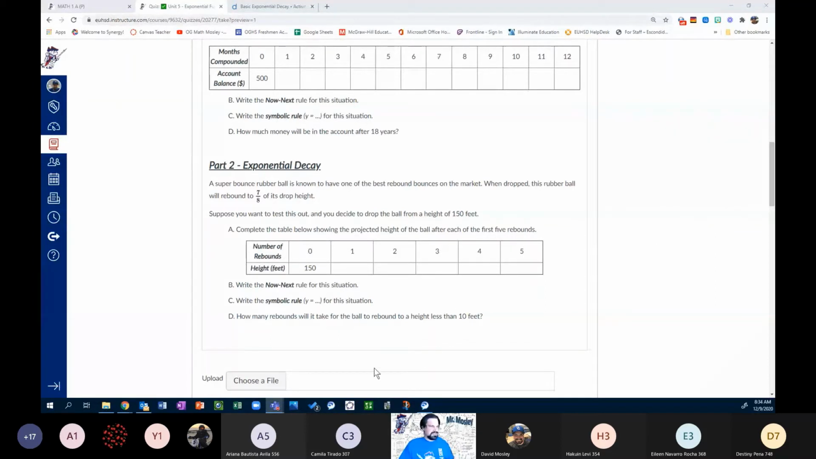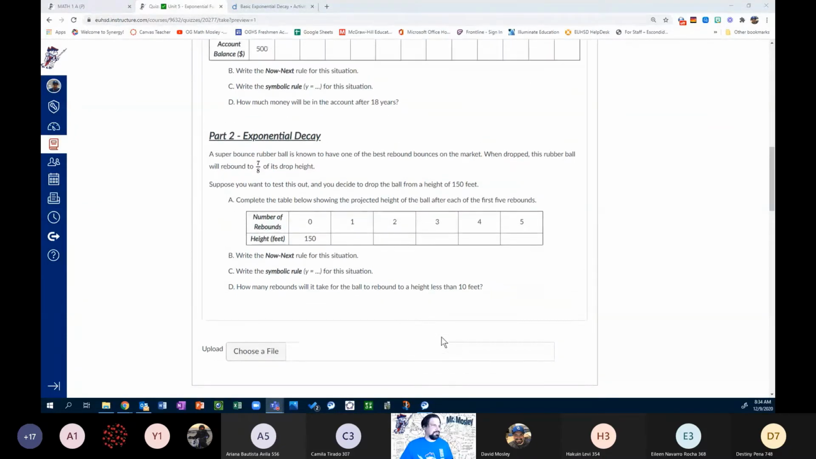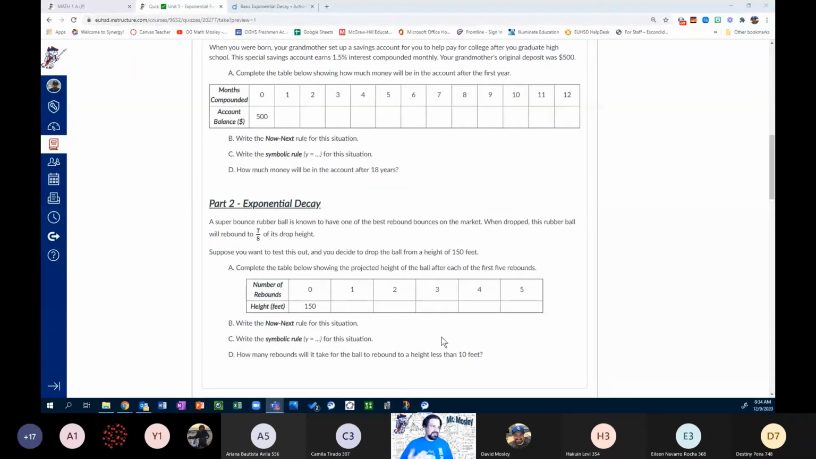But that's how this one is set up. It is a file upload for your responses to the free response questions. Both of these questions are essentially having you go through the same steps, just one's growth, one's decay. You're given a context, you're going to complete a table, write the noun extra, write the symbolic rule, and then answer a question about it.